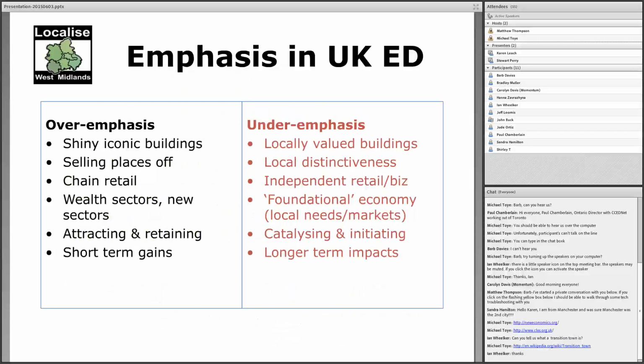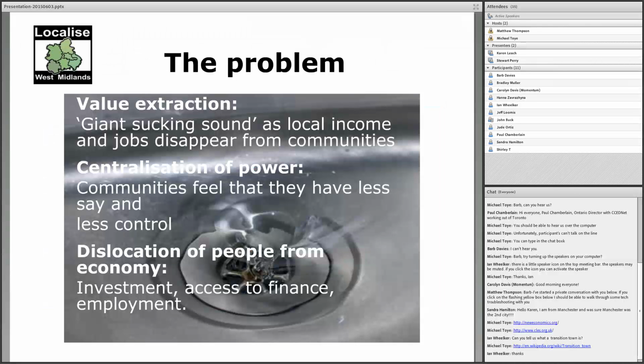So the problem in terms of UK economic development, to me, is that it tends to focus far too much on the larger scale solutions and forget that there's a potential collective power at the smaller scale and what they call the foundational economy, the unglamorous, important services we depend on. And we put more effort into attracting and retaining than we do into catalysing and initiating based on what we've already got. We don't see the assets that are in places that can be used. And we seek short-term gains, but we forget about longer-term impacts.